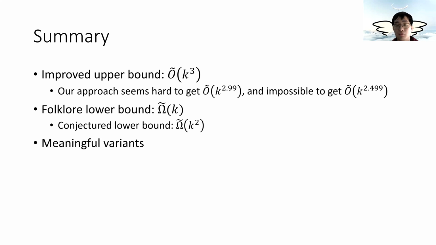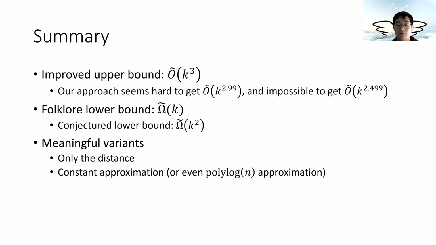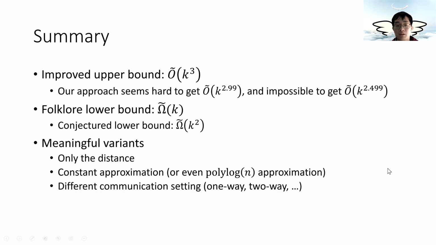And there are many meaningful variants of this problem. For example, if we only output the distance, not necessarily the edit sequence, and even if we allow a constant approximation or polylog approximation, can we do better? And in different communication settings, in one-way or standard two-way or bounded rounds. And for a different edit distance measure, for example, if we remove substitution, we will get LCS. And if we are only looking at permutations, then we get Ulam distance. For them, can we do better?